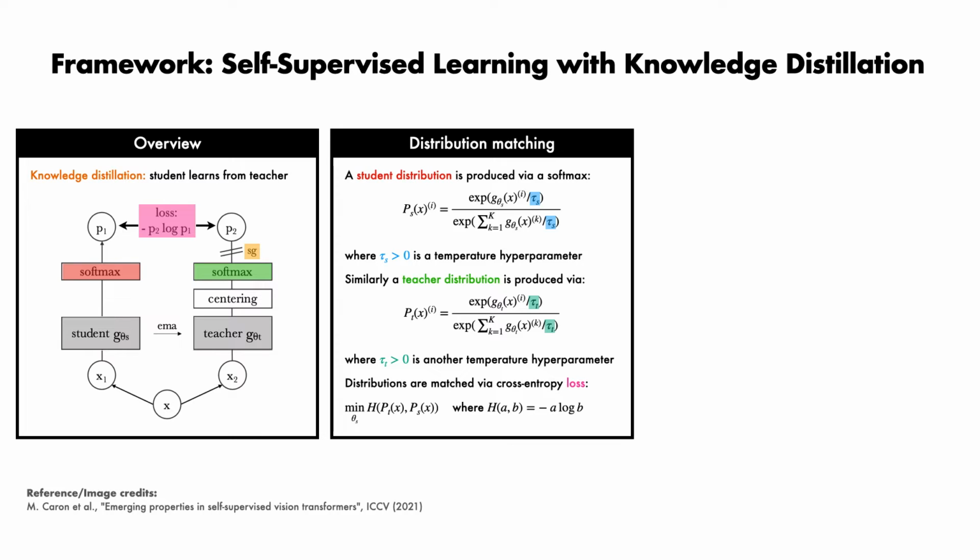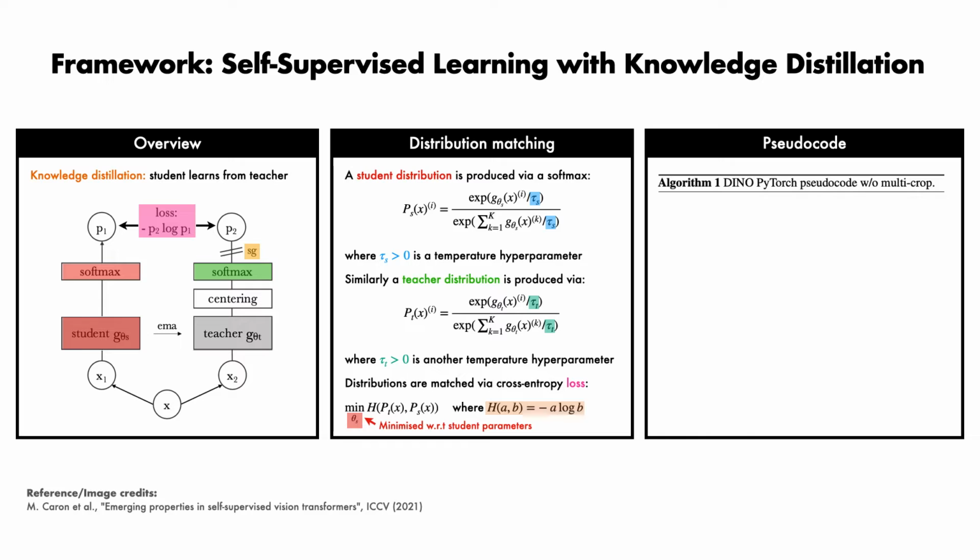As we saw, a cross-entropy loss is placed between these softmax distributions to encourage them to match. This is defined in the familiar manner, with H(A, B) equal to minus A log B. This loss is minimized with respect to the student parameters rather than those of the teacher. To make these steps more concrete, the authors provide pseudocode for an implementation of the setup we have just described. Note that this is the case for just two views of the input image, rather than using multiple crops, which is an extension we will discuss shortly.